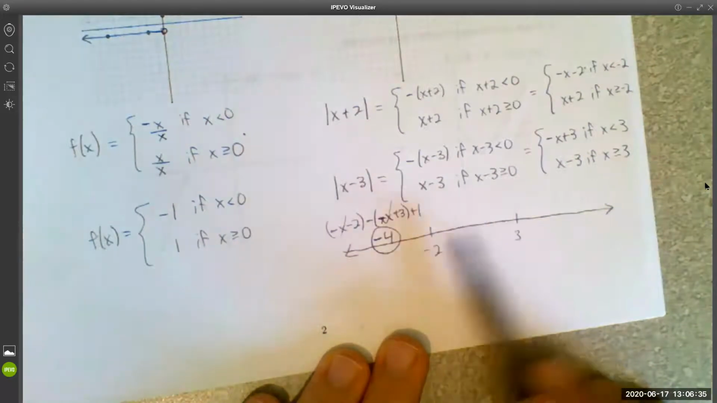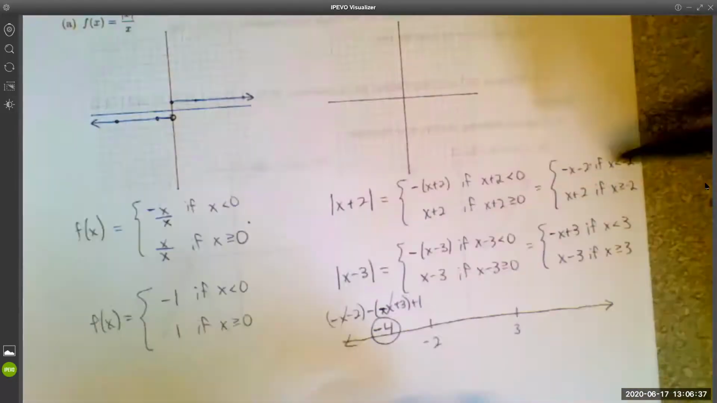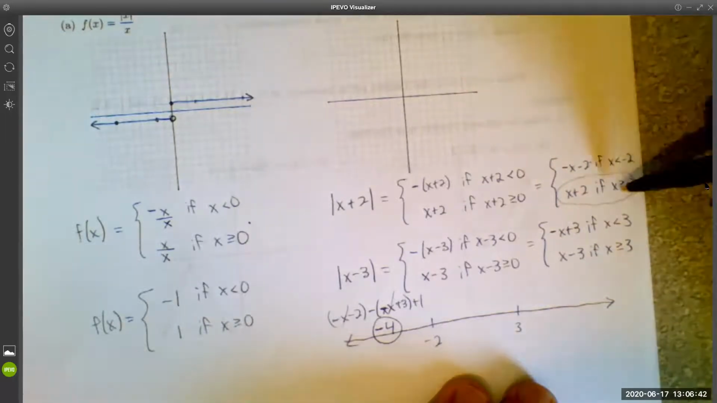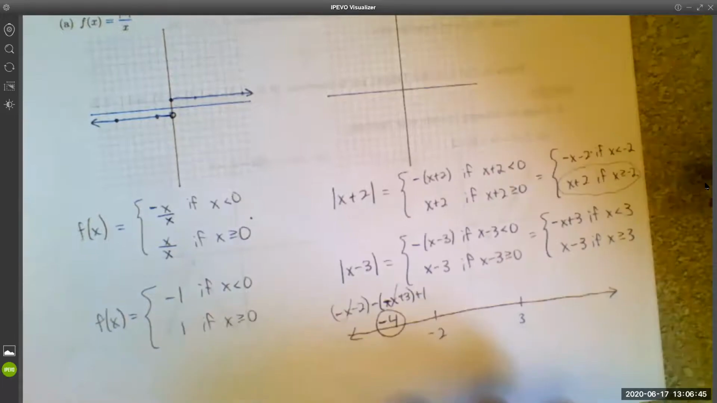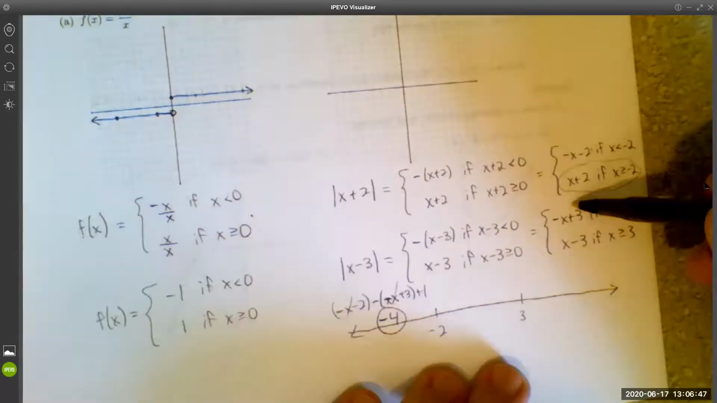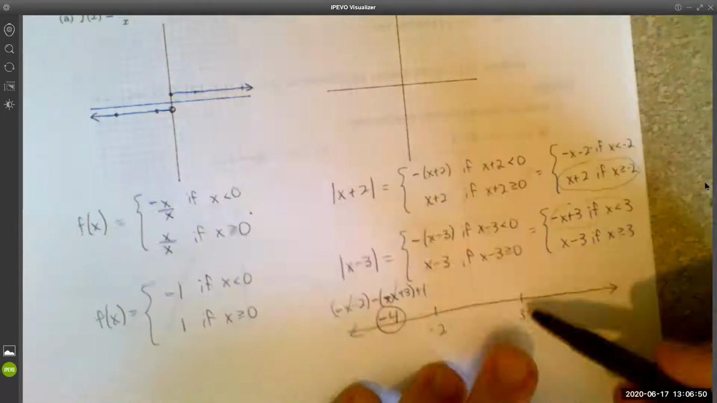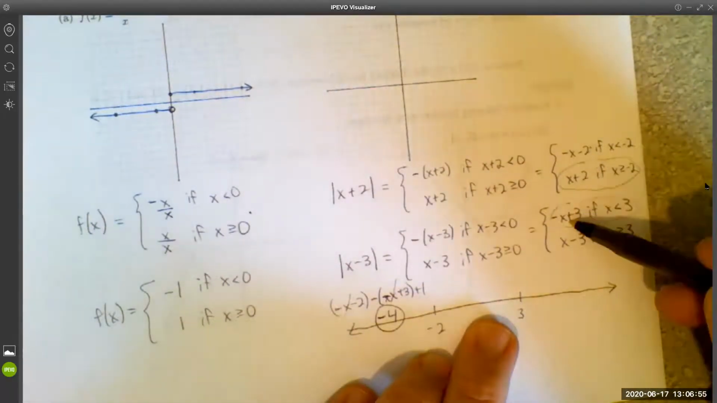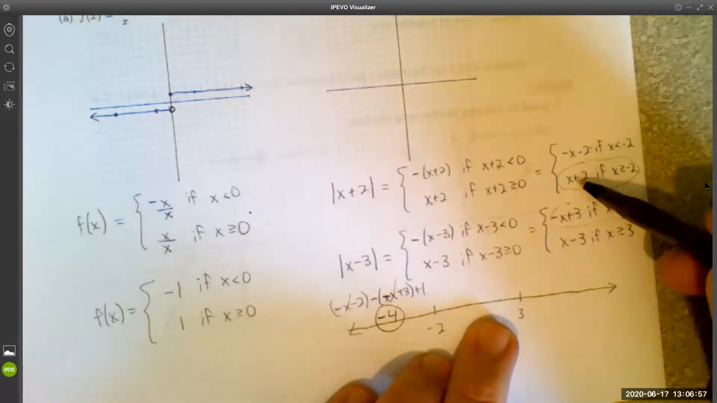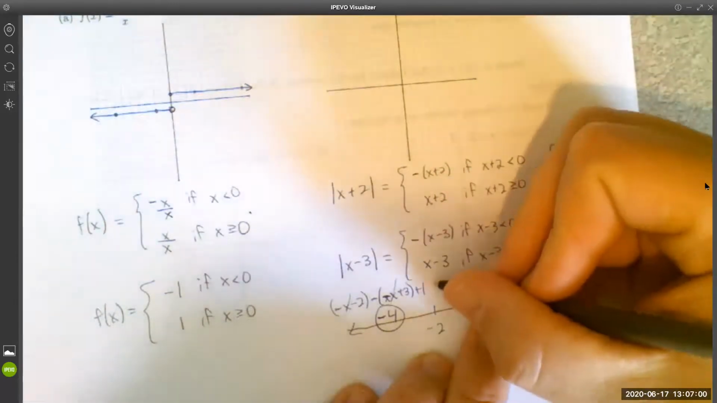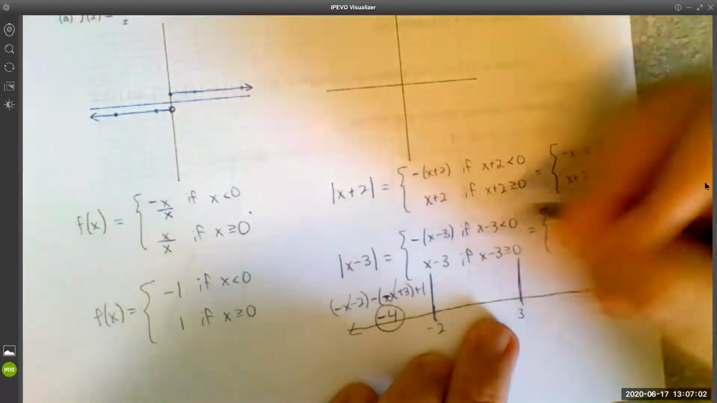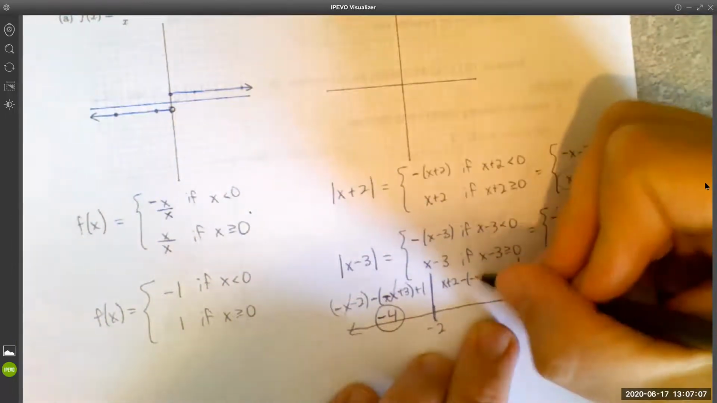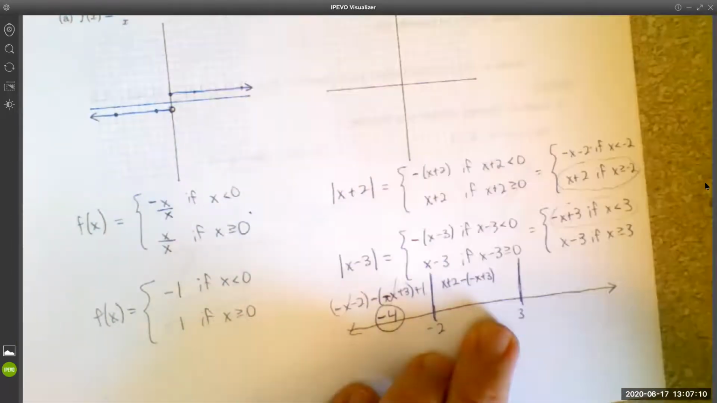In this region between negative 2 and 3, right? Now we're going to use the bottom rule, because x is greater than or equal to negative 2. But on absolute value of x minus 3, we're going to use the top rule still, because x is still less than 3 when we're inside of this region. So we're going to use this rule and this rule. So now f of x is going to be x plus 2 minus negative x plus 3 plus 1.